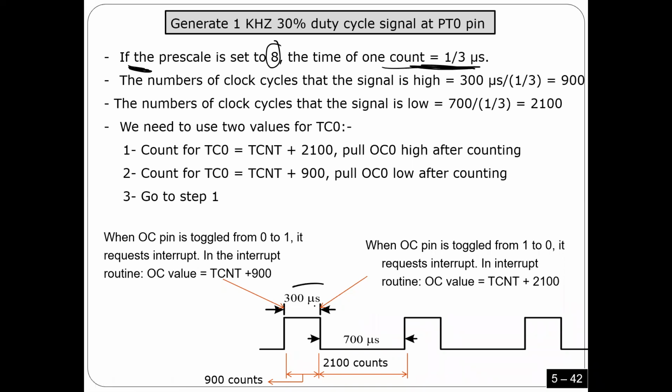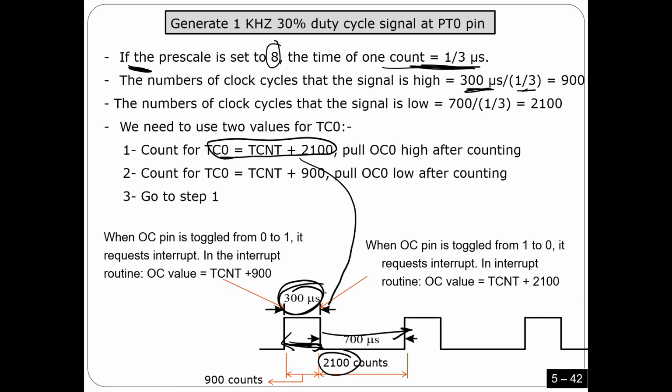So here this is 3000, right? Here I divided 3000 by the time of only one count. So this gives you 900. So here the timer should count 900 from here to here. From here to here, it has to count 2100, right? Because that's what I'm going to do in the interrupt subroutine. In the interrupt subroutine, I'm going to use this one.